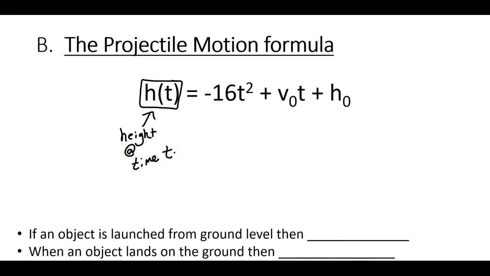So basically, this is a formula where you could plug in any time value and it will tell you the height of the projectile at that point in time. So if you were to plug in 3 for time, 3 seconds we'll say, then the answer it would give you after you plug it in will tell you how high the object is, what its height up in the air is at that point in time. So that's what it does.